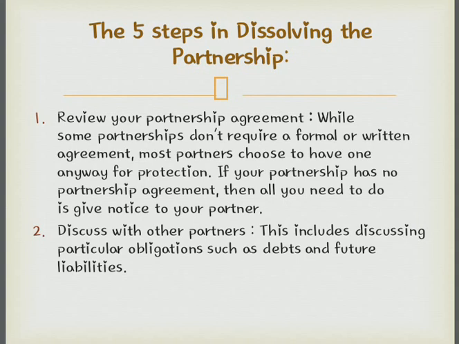Third one, file dissolution papers. While it may not be required, it's a good idea to file a dissolution of partnership form with the state to formally announce and give notice of your partnership ending. Doing so can help you resolve any issues involving further obligations or debts with the partnership. And the fourth one is notify others. Make sure you also notify other parties of the dissolution. This includes your landlord, your employees, your customers, and any government entities that have registered your business or issued your license.